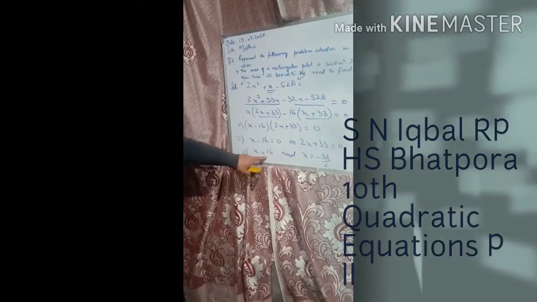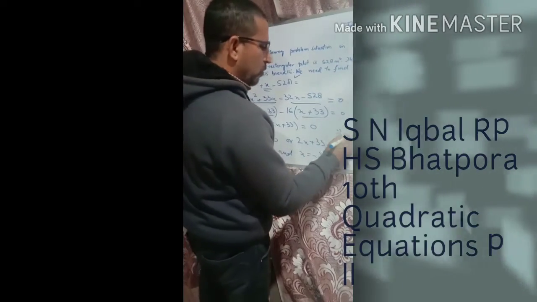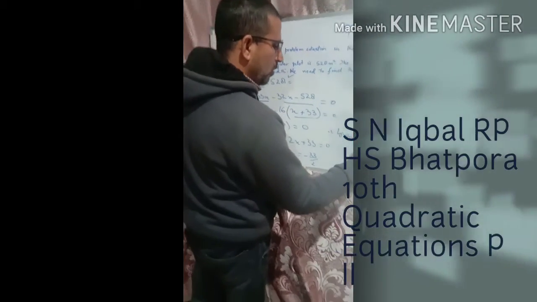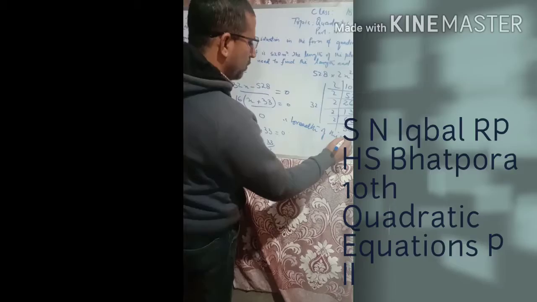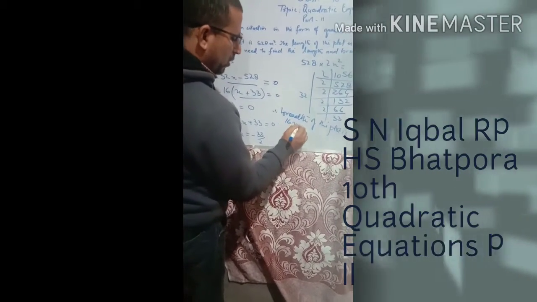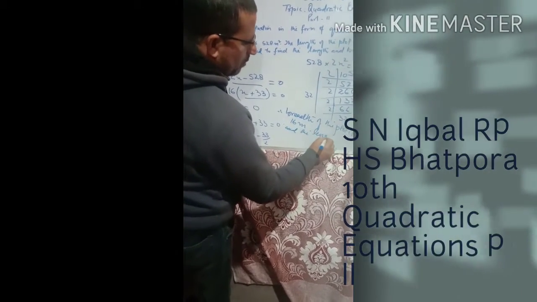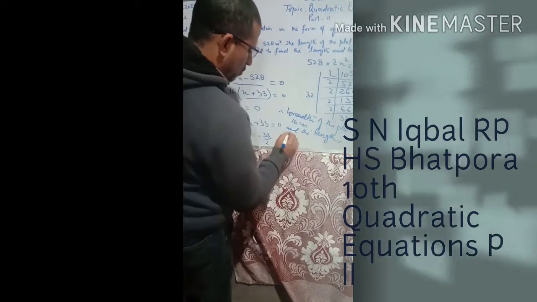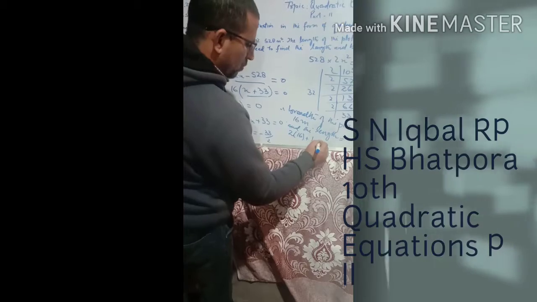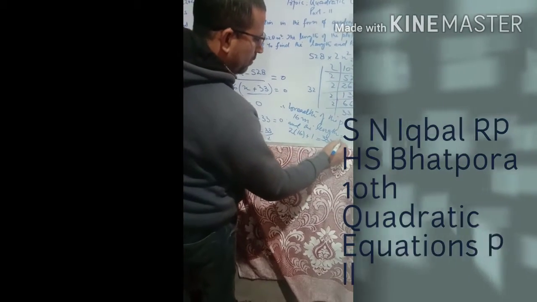Since breadth can't be negative, therefore the breadth of the plot is 16 meter, and the length of the similar plot would be 2 into x plus 1, that is 2 into 16 plus 1, 2 sixteens are 32 plus 1, 33 meter respectively. Answer.